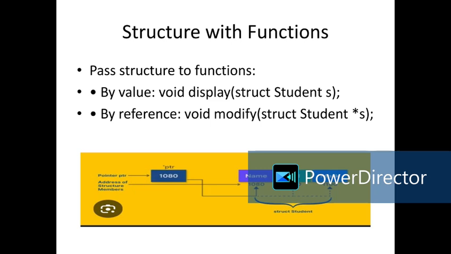Passing by pointer allows you to modify the original structure. One example is: void modify(struct student s) { s->marks += 5; }. In the main function, we call modify on s1. This is great for dynamic updates, efficient memory use, and building reusable functions.